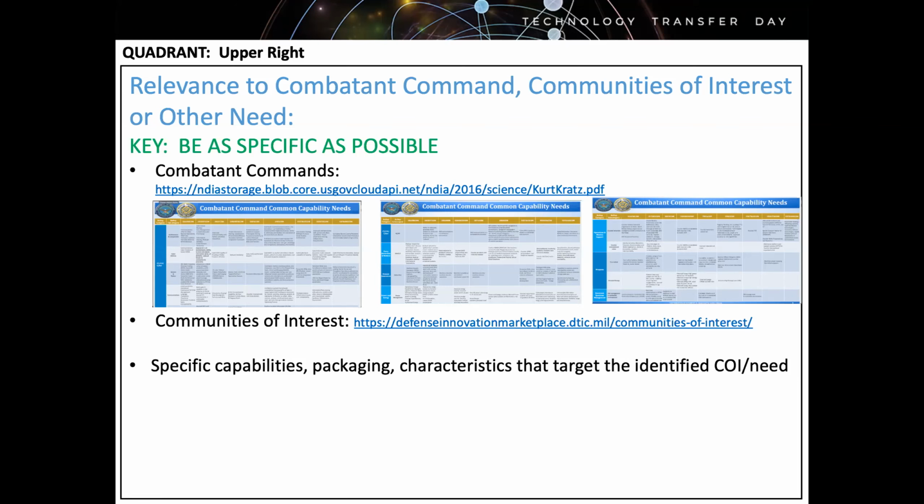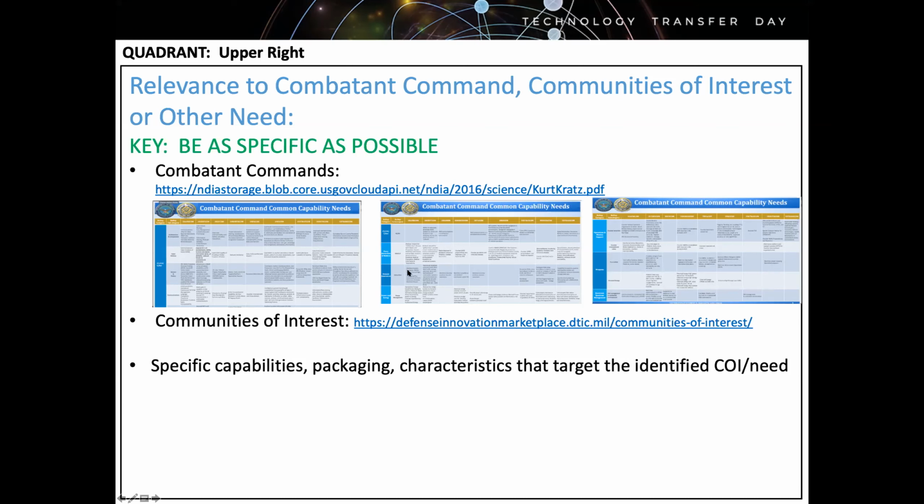I would then suggest going beyond this and doing a little bit more research. You know, Google is your friend on that particular combatant command or that particular need, in order for you to get a little more in-depth understanding of how that customer or why that customer or combatant command may have an interest in that particular solution.